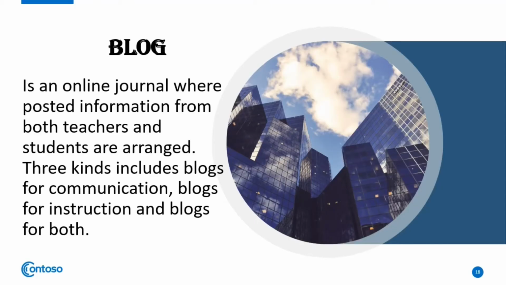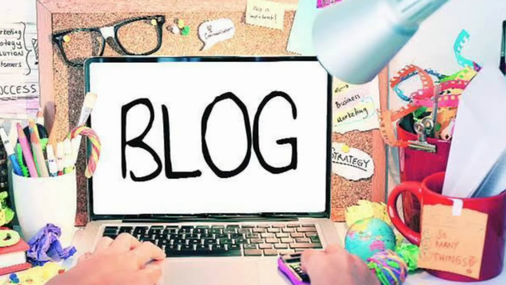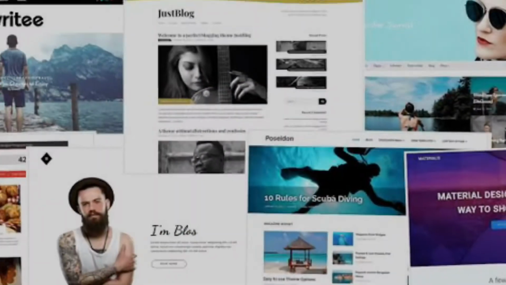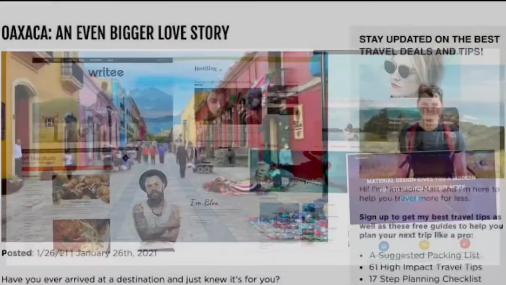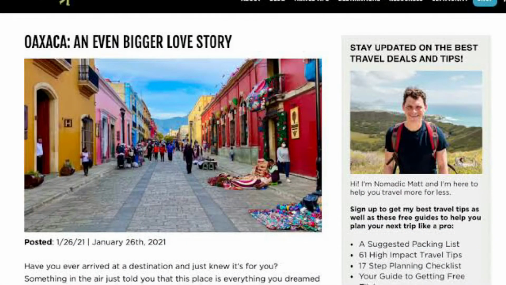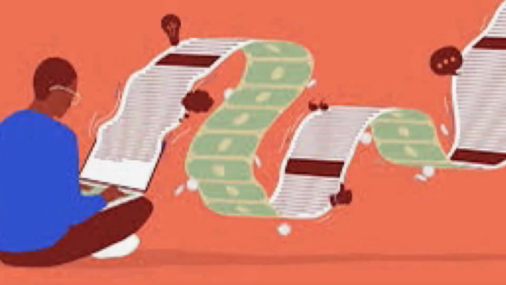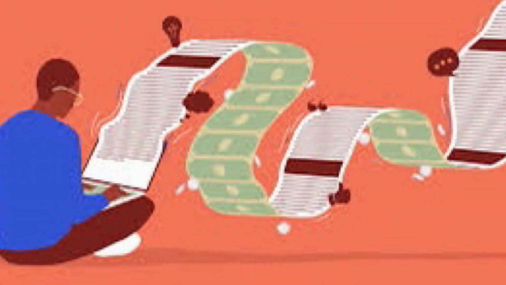Now, let's move on to blog. A blog is an online journal where posted information from both teachers and students is arranged. Three kinds include blogs for communication and blogs for both. A blog is a means of sharing thoughts and ideas with the world. Your blog can be a personal diary, a project collaboration tool, a guide, or any means of communicating and publishing information in the web. Its uses are as limitless as your imagination.